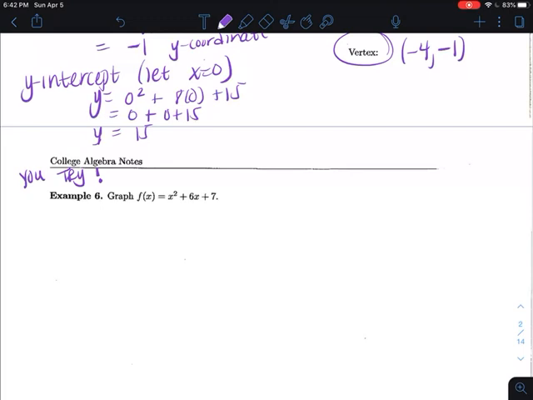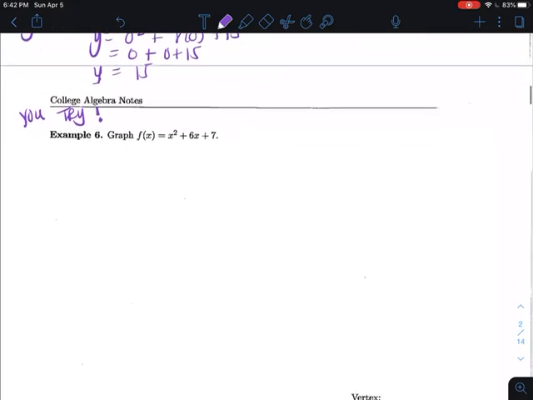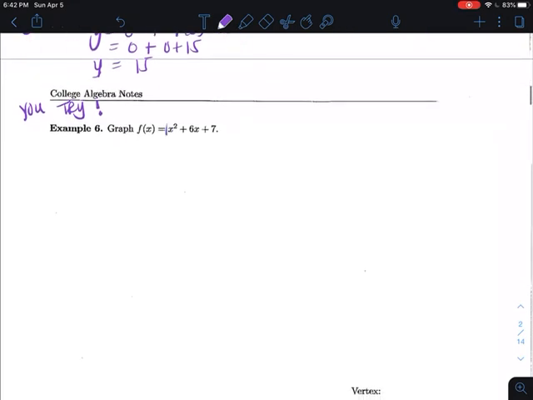All right. So again, hopefully you had a chance to try this example. A in this example is also 1, so it's going to open up. If that was -1, it will open down, just like before. But A is 1, so that means it's going to open up. And if it opens up, that means my vertex is a min, that turning point. I already established that.